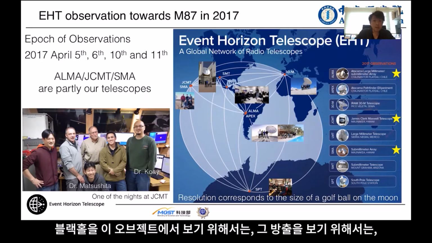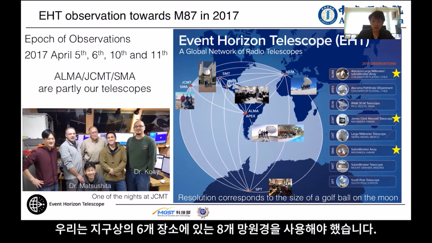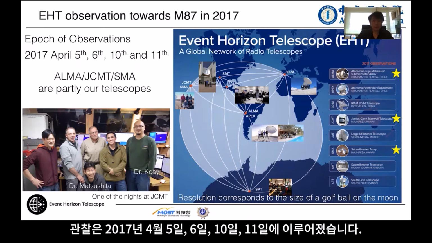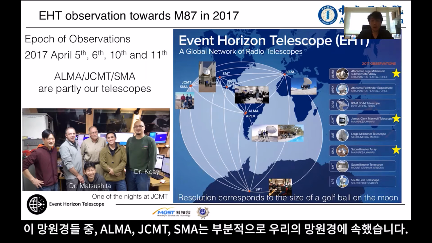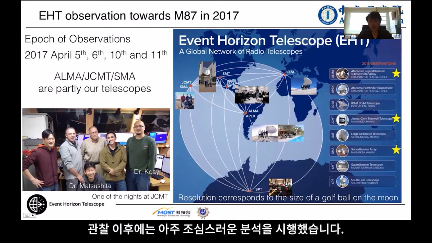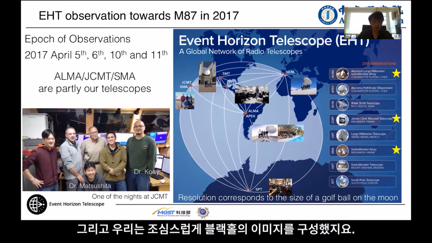In order to see the black hole in this object, the EHT made observations in 2017 using eight telescopes at six different locations on the globe. Observations were conducted on April 5th, 6th, 10th, and 11th, 2017. Among those telescopes, ALMA, JCMT, and SMA are partly our telescopes. After the observation, through very careful data reduction and data analysis for more than one year, we started to reconstruct the image of the black hole.